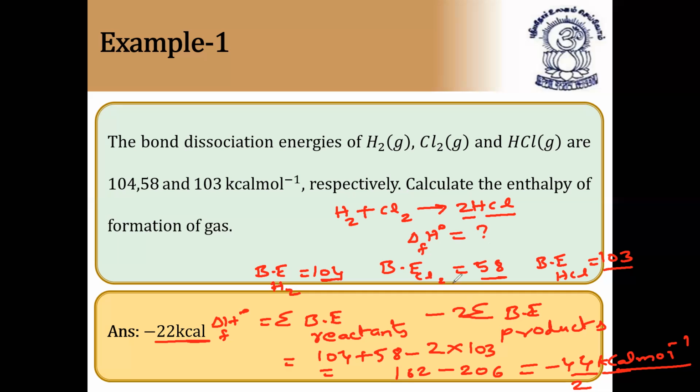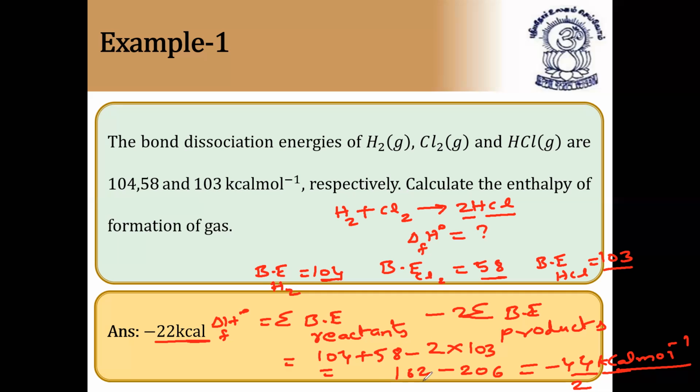And why have you taken 2 here? Because 2 moles of HCl is formed. So straight away, sigma bond enthalpy of reactants. What are the reactants? We have hydrogen, that is 104 kilocalories per mole, and chlorine, that is 58. So 104 plus 58 minus 2 into 103, because bond enthalpy of HCl molecule is 103.